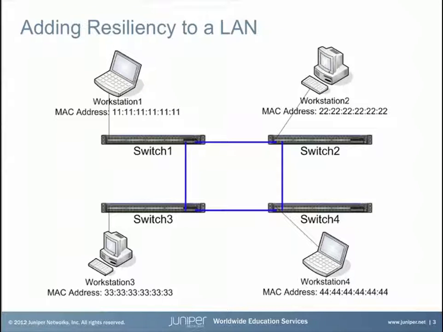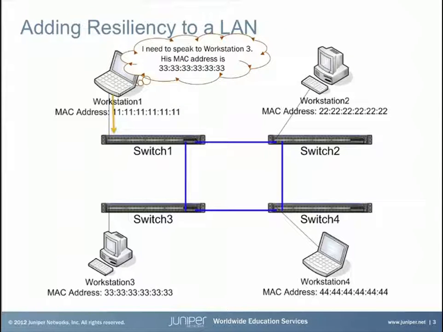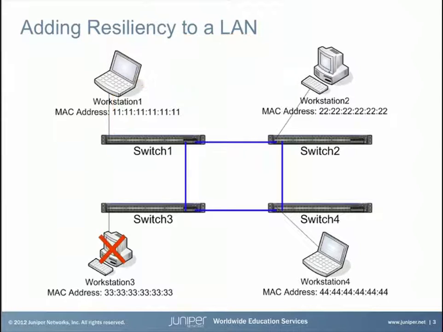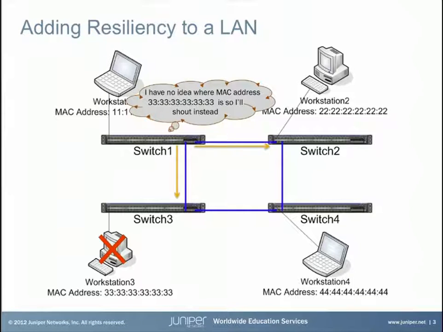Let's say that workstation 1 wishes to communicate with workstation 3. So it sends a frame, destination MAC address of workstation 3, and switch 1 will send it on the network. Now, let's say that workstation 3 has just gone down, it's died, or it's not available. Well, in this situation, as we discussed before, this frame will be flooded out of all ports except the port it came in on. Therefore, this will be sent to switches 2 and 3 via the uplinks.